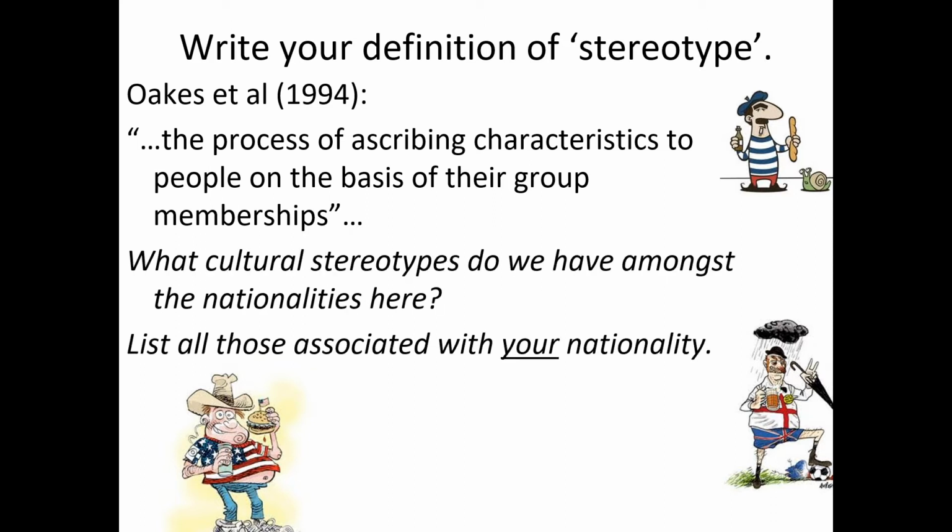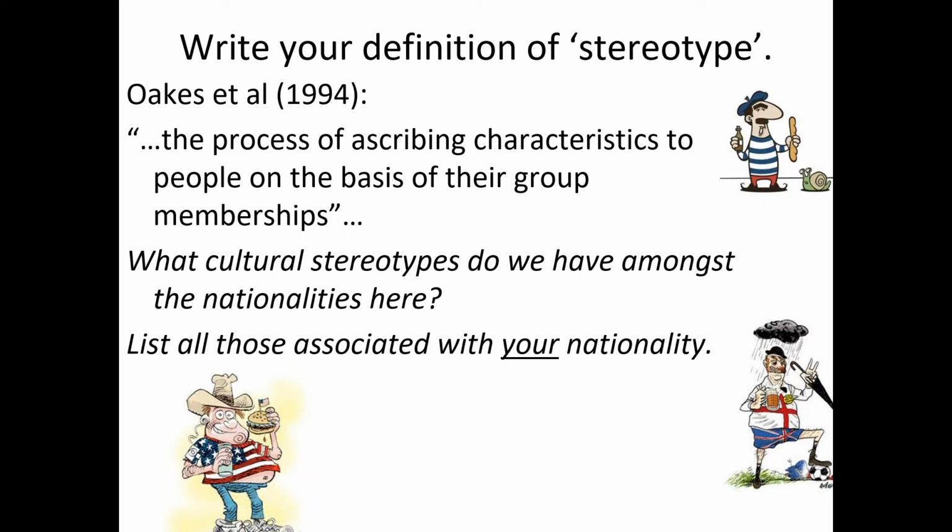Now, in my classroom, I have international students, so we have some very interesting discussions about the different approaches and ideas that different nationalities and cultures have. So what I like to do at this point with my students is say, what cultural stereotypes do we have amongst the nationalities here? So have a think.